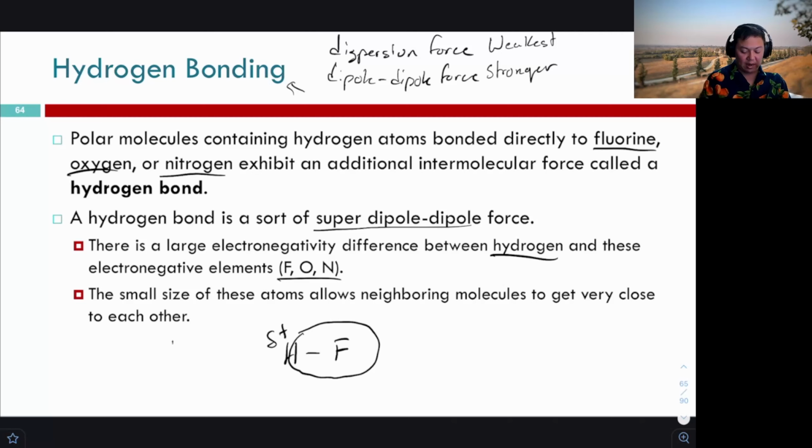Now, if you have another hydrofluoric acid molecule here, and again, all of these electrons are around fluorine, because these atoms are really small, this negative charge, and this would be a positive charge, is able to get really, really close to hydrogen. And it essentially forms a pseudo bond with that other hydrogen.